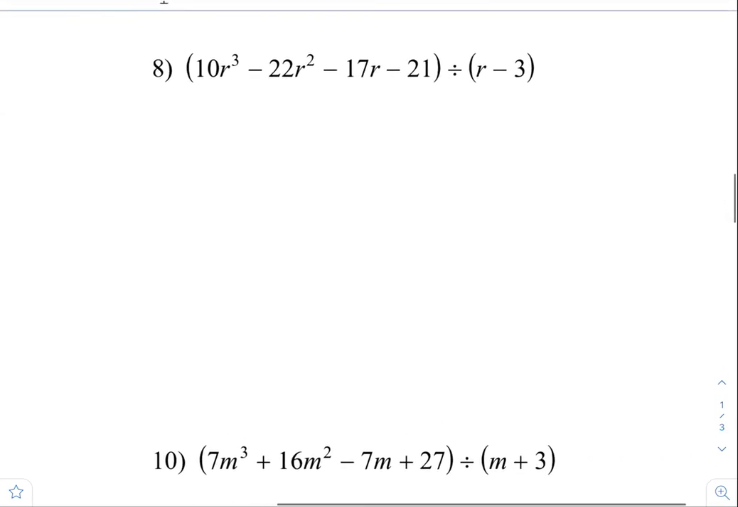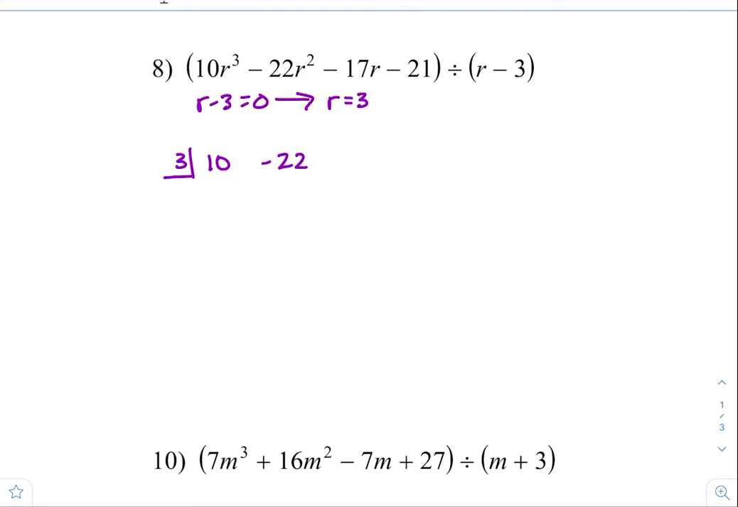Alright, 8. Set that equal to 0. r minus 3 is equal to 0. So we got r is going to equal 3. 3 goes in the division box. Write down the coefficients. 10, negative 22, negative 17, negative 21. Drop the first one, which is 10.